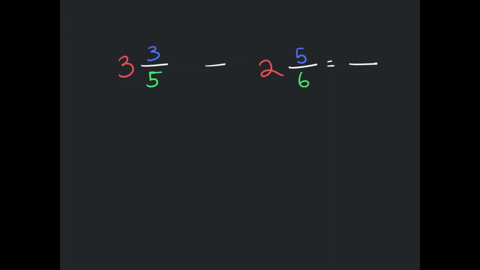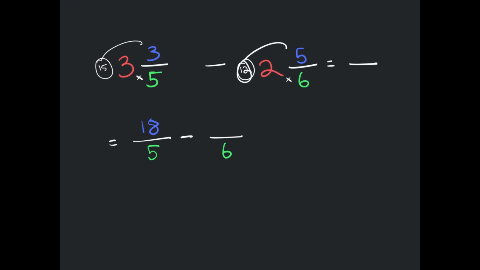So first, I'm going to go down below. I keep 5 the same, and 5 times 3 gets me 15. 15 plus 3 gets me 18. So I should have 18/5 to start, minus, and I am going to keep 6 the same, and 6 times 2 gets me 12. 12 plus 5 gets me 17.